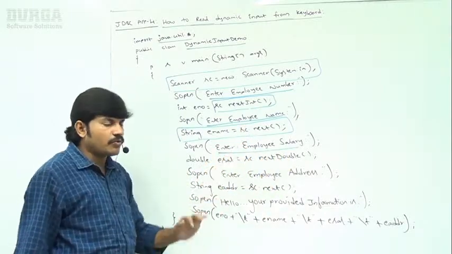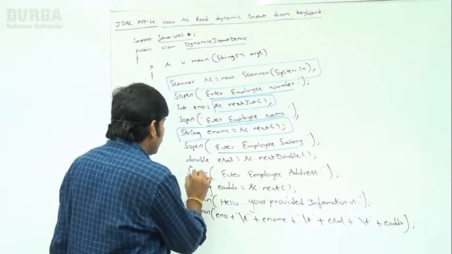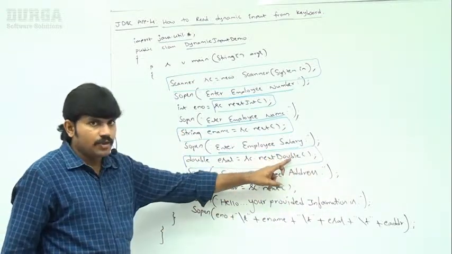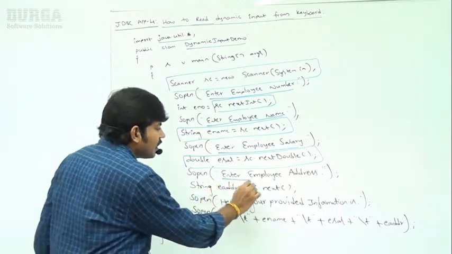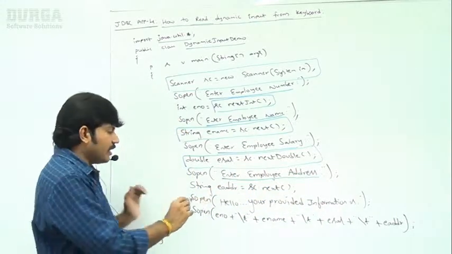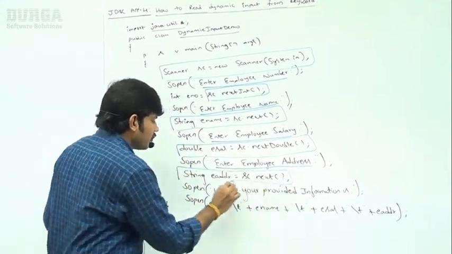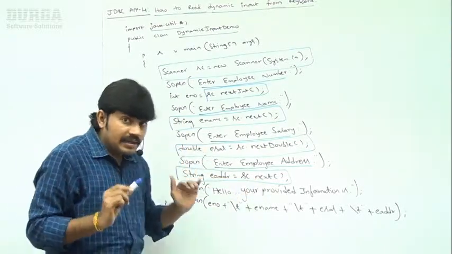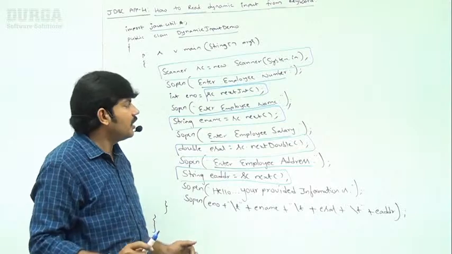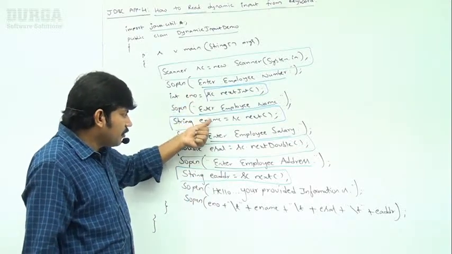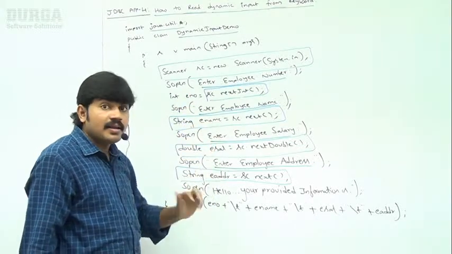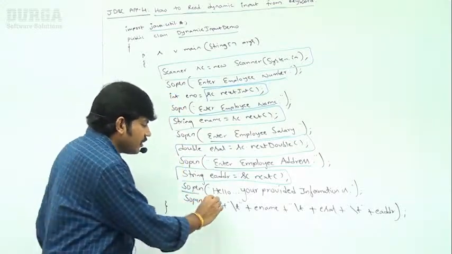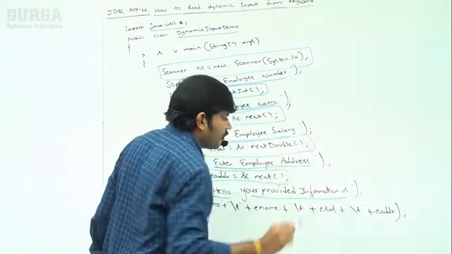Regarding salary, it is always double type. That's why double eSal is equal to sc.nextDouble. Similarly, enter employee address. String address is equal to sc.next. Clear, right? So I read from the end user the employee number, employee name, employee salary, and then employee address.